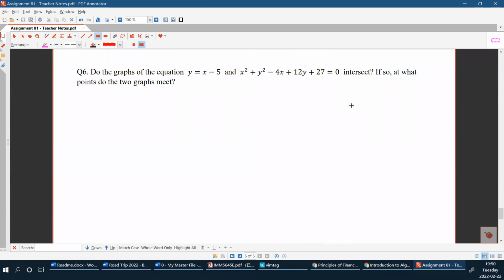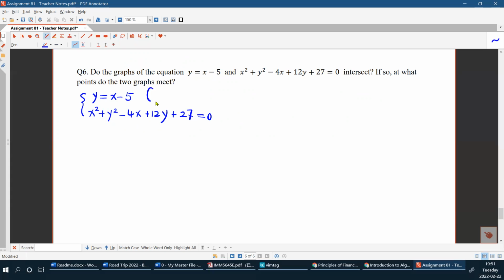Okay, you are given two equations, meaning two curves, two graphs, right? Do the graphs of equations 1 and 2 intersect? If so, at what points do the two graphs meet? To determine if the two graphs intersect or not, we can put the two equations together and try to solve this system of two equations, right? If there is any solution, that means the two curves intersect there.